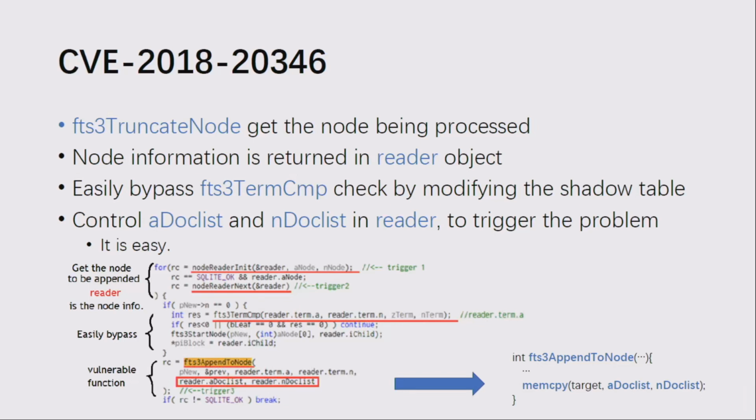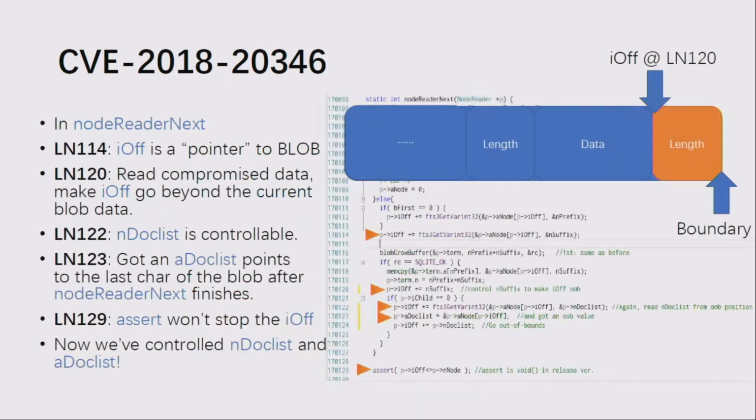The a doc list is the source of the char pointer to the blob data, and n doc list is the node size, which are the second and third parameters of memory copy, respectively. To control them is not a difficult thing. Let's read the code, then you will know why I'm saying that is easy.